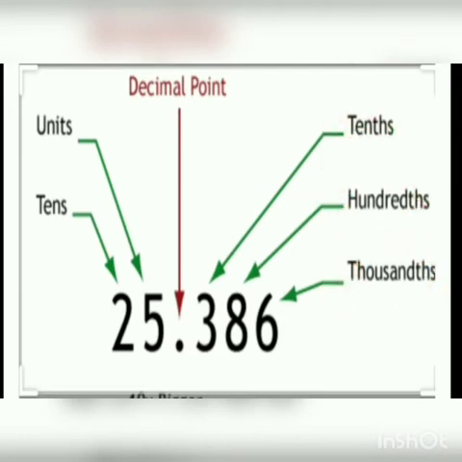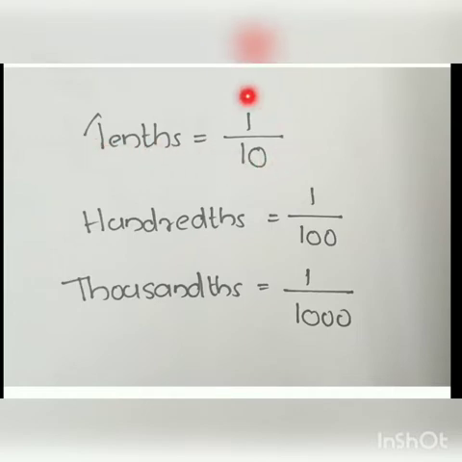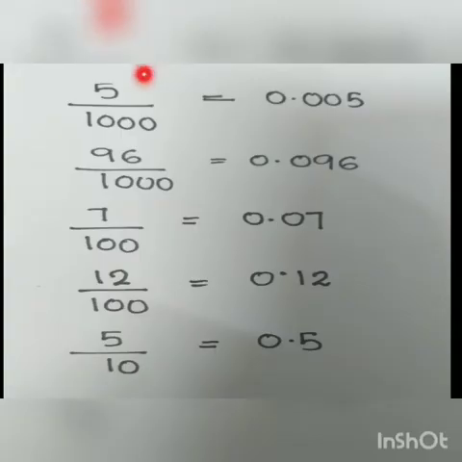So what is tenths? Tenths means 1 by 10. You know 10, 1 into 1/10. So tenths means 1 by 10. Hundredths means 1 by 100. Thousandths means 1 by 1000. Now how are we writing the decimal numbers? 5 by 1000. This is written as a fraction, isn't it? Now how are we writing it in decimals?